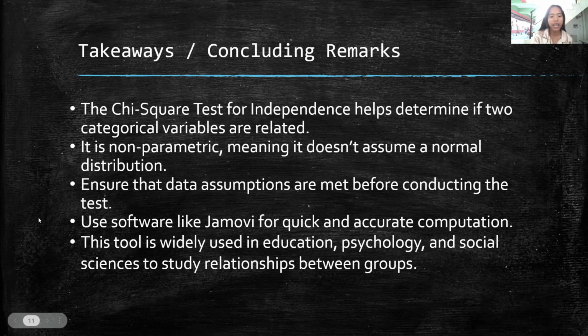So here are our takeaways based on our discussion. The chi-square test for independence helps determine if two categorical variables are related. Second, it is non-parametric, meaning it doesn't assume a normal distribution. Third, ensure that data assumptions are met before conducting the test. We have the assumptions that need to be met, but if you did not meet those assumptions, then do not use this tool.